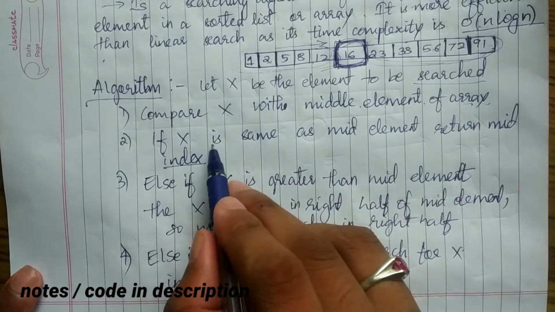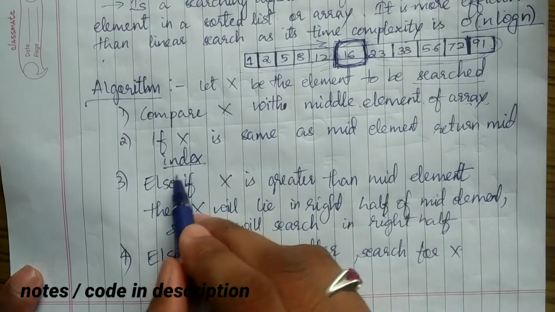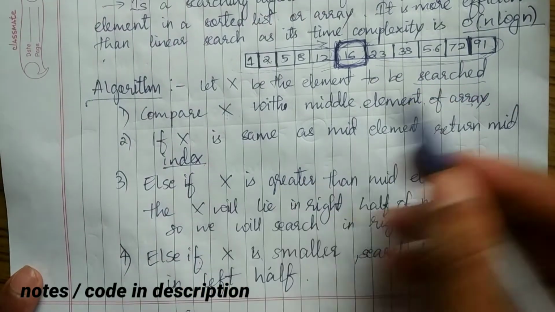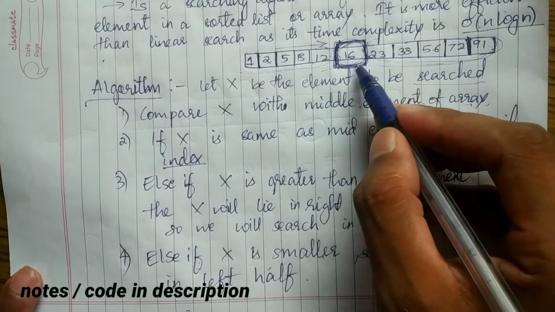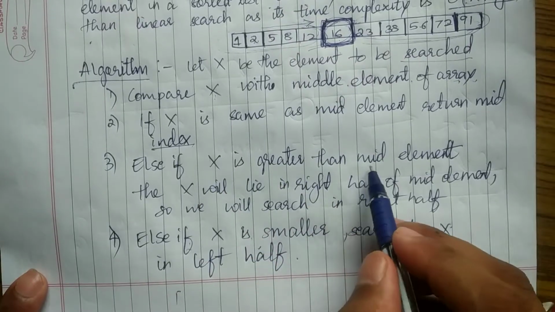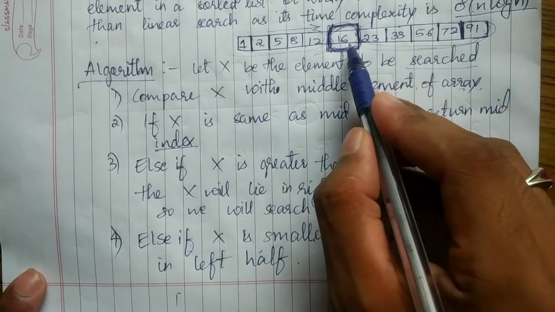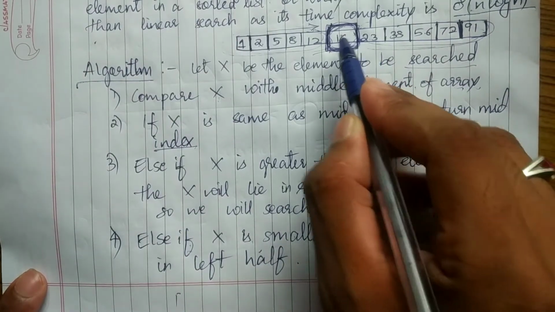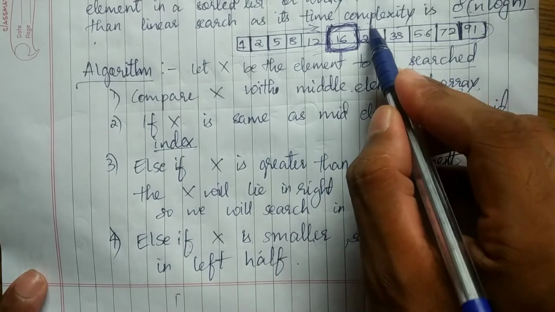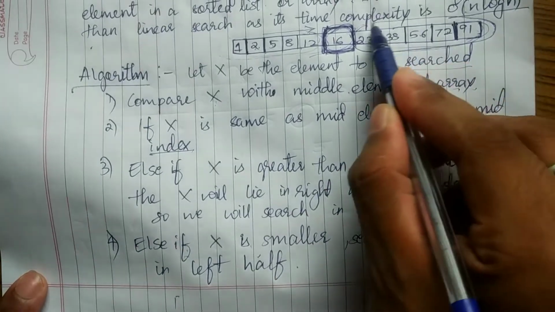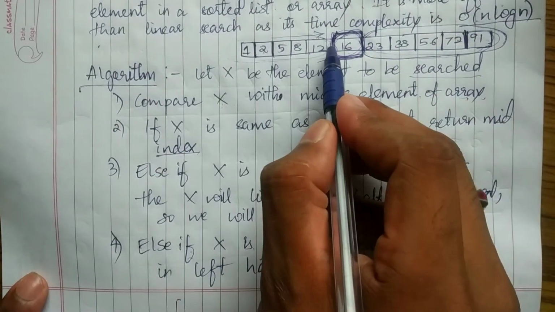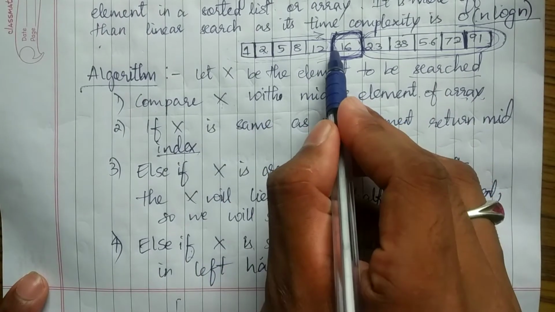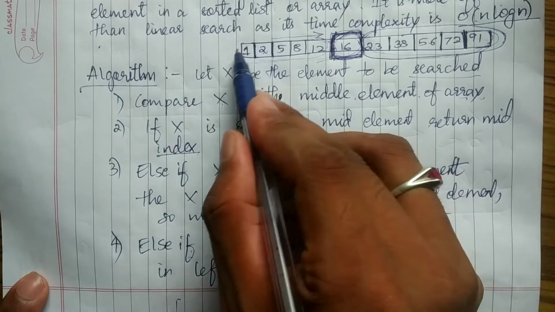First, compare x with the middle element. If x is the same as the mid element, return the mid index. Else if x is greater than the mid element, it will always be found in the right half. It can't be found in the left half because all the elements there are smaller than mid.